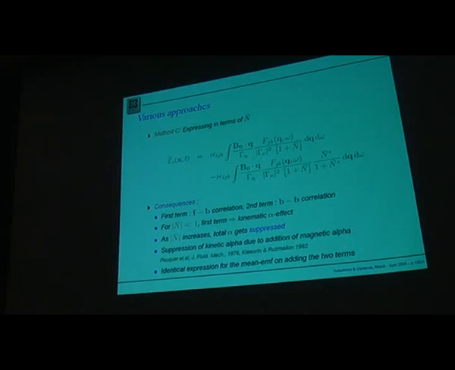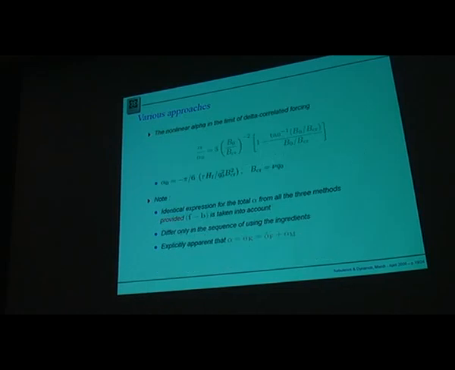But if you add these two equations, you get the same expression for the mean EMF. That is not surprising because the starting equations are the same. The only thing that we have done differs only in the sequence of using the ingredients. And the nonlinear alpha in the limit of delta correlated forcing looks like this. In the asymptotic limit, it goes as P0 to the power -2. So what we find is you obtain an identical expression for the total alpha from all three methods, provided that you take the FP correlation into account.